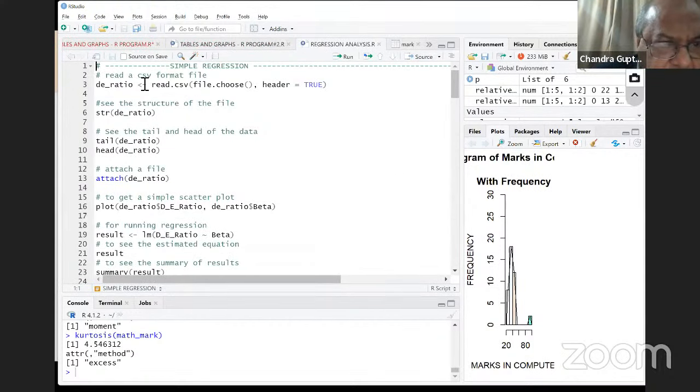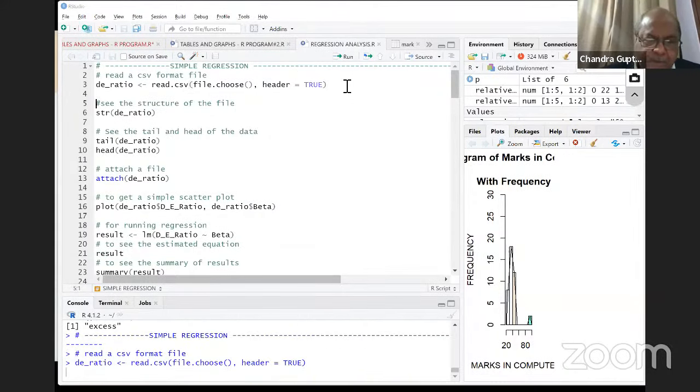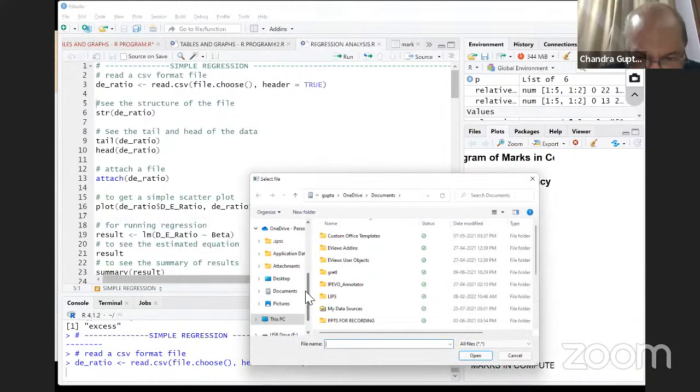Right. So I think I have a file with the name of debt equity ratio. It's a CSV file. So you can read that CSV file by using this. Header true, that means the first row is a header row. So if I run it, then I can browse the file.